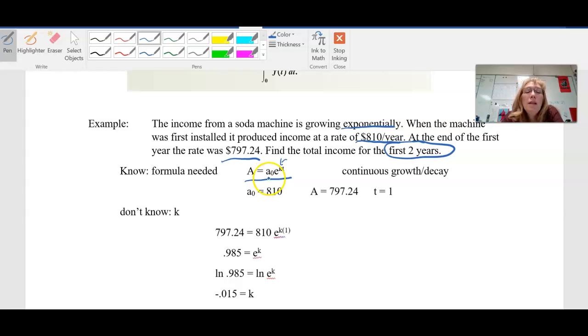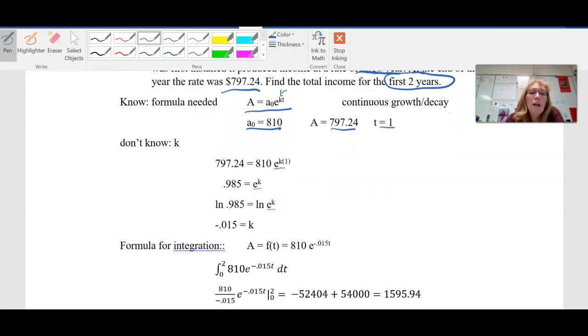So they put in a sub 0, e to the kt is our formula for continuous growth. Something you should remember, I'm hoping. Your initial was 810, that's what we think it's going to produce. Our ending was 797.24, that's what we actually got, and that was over a 1-year period. So we put that into our formula and we calculate k. So you divide by 810, remember to get rid of an e, it's the natural log of both sides. And we get a negative 0.015 for k. It's not a good sign because our constant of variation probably shouldn't be negative.